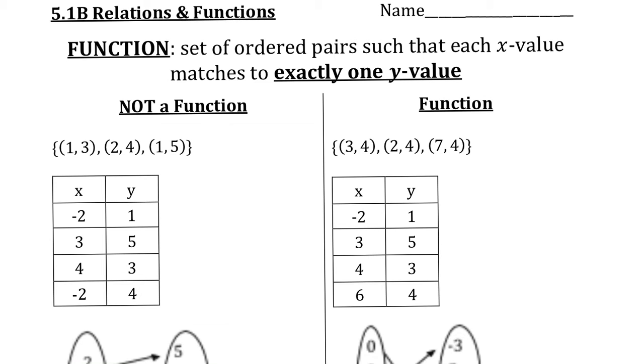Okay, for 5.1b, we're going to learn another vocabulary word. The word for 5.1b is function. The definition of function is a set of ordered pairs such that each x value matches to exactly one y value. So on the left, these are all going to be non-functions. On the right, these will all be functions, and I'm going to go through it and tell you why each one is not a function or a function.